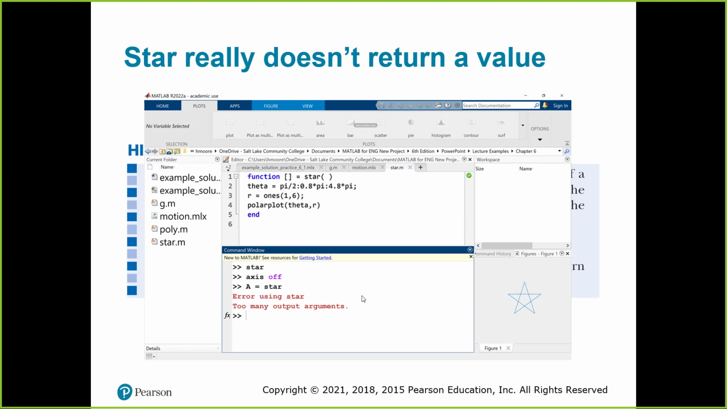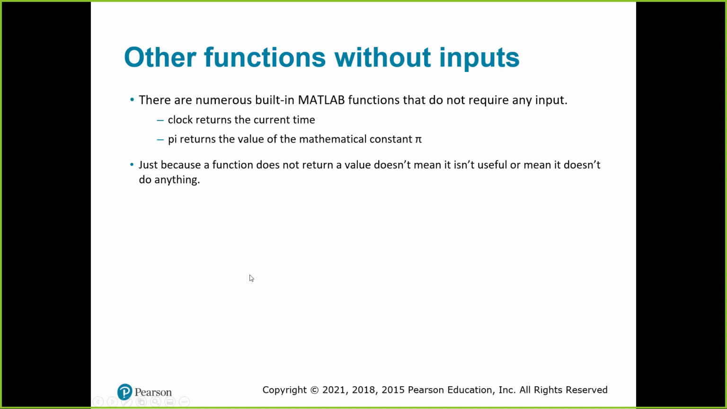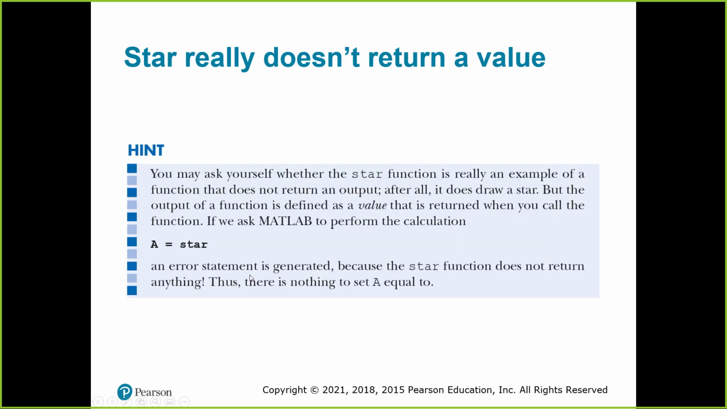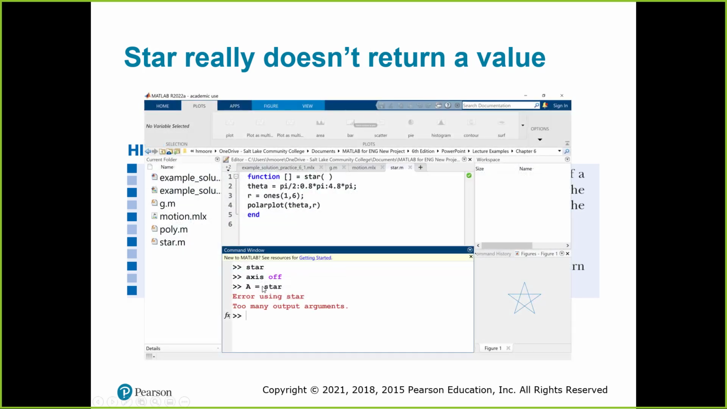Anyway, okay, so star doesn't return a value, it just returns a plot. Because, see here, this was just showing that if you try to see A equals star, there's nothing there. Too many output arguments.